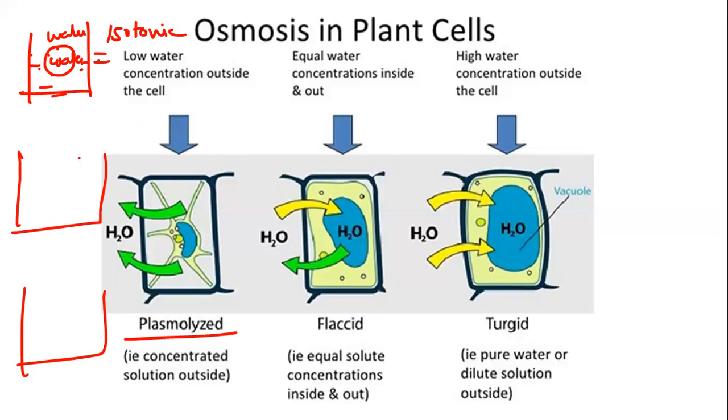And the next one is hypotonic. Hypotonic is when the solution is more dilute than the cytoplasm. Let's say a cell is there, the cell is filled with.